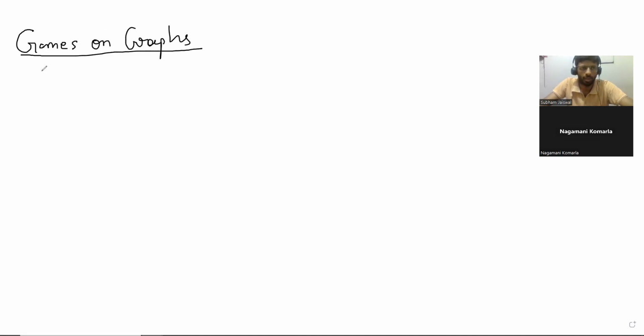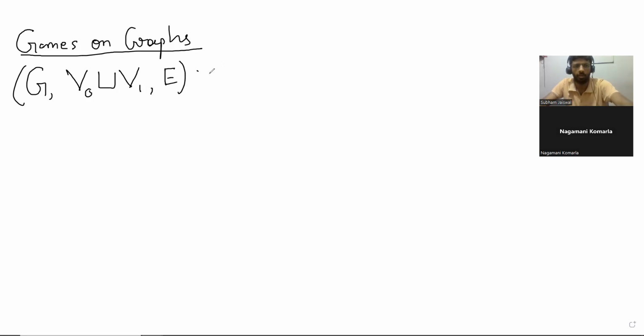Again, the place where we're playing the game is a graph. So G was a graph, and we partitioned the vertex set of G into two sets, V0 and V1. And obviously the edges are always there. So this kind of graph, maybe I've not used this term before, is called a game graph.